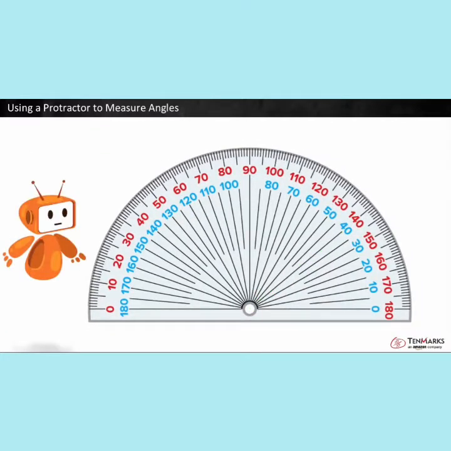Let's look at another angle. One arm of the angle points at the 0 on the left, so we can look at the red numbers starting at 0. The other arm of the angle points at 120. To find how many degrees are between the arms, let's find the difference. 120 minus 0 is equal to 120. This angle is 120 degrees.